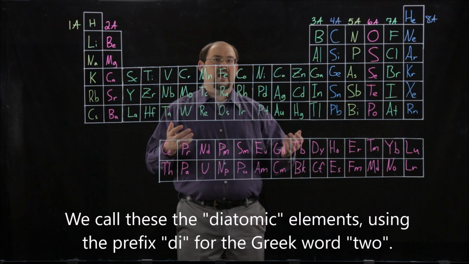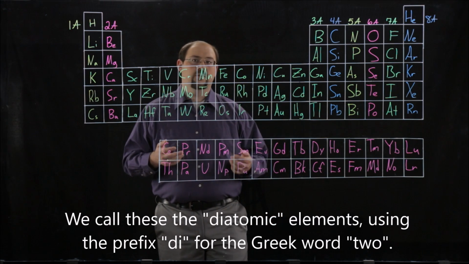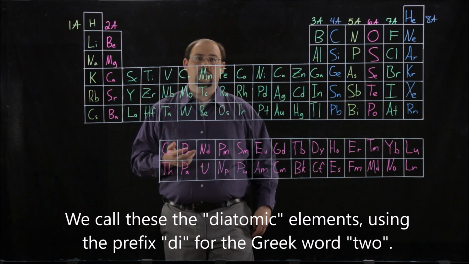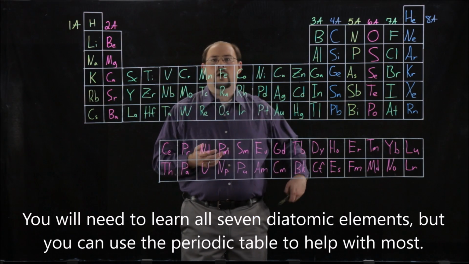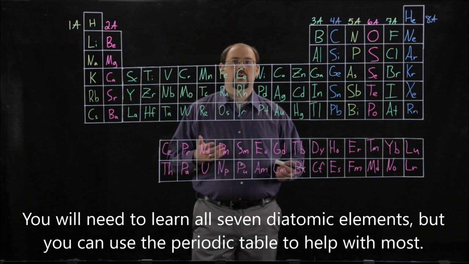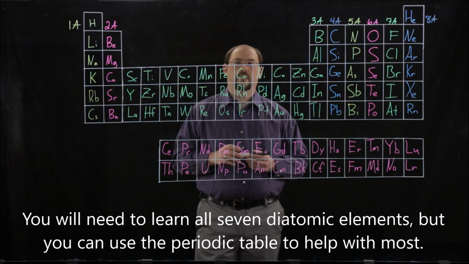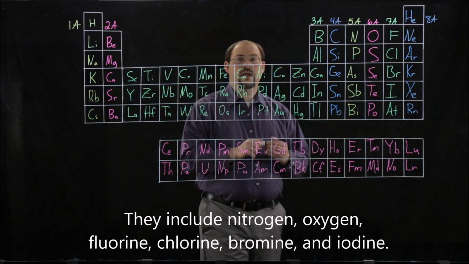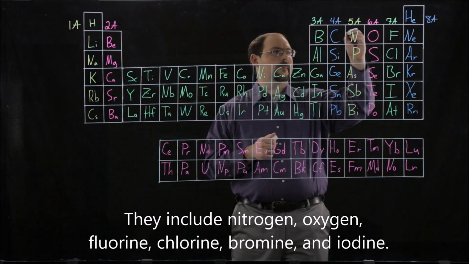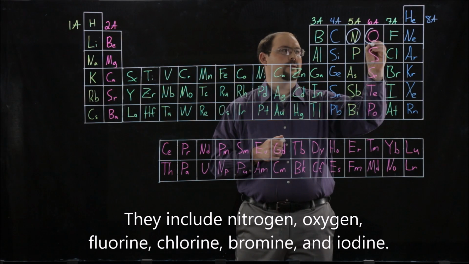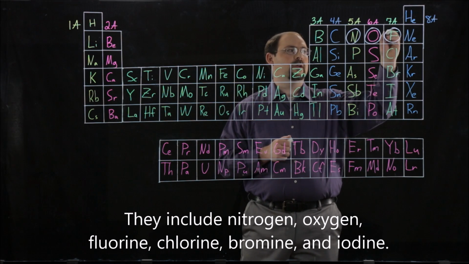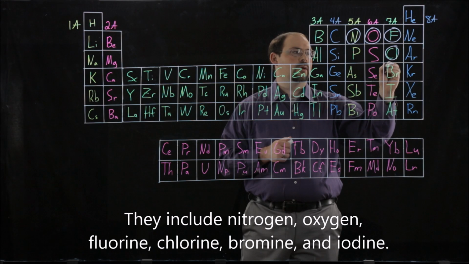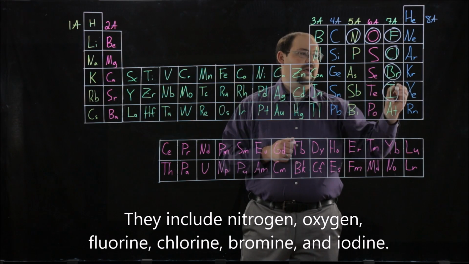Some elements normally exist in pairs of atoms. We call these the diatomic elements, using the prefix di for the Greek word two. Now, you will need to know all 7 diatomic elements, but you can use the periodic table to help with most of them. So make sure to highlight all of these elements. They include nitrogen, oxygen, fluorine, chlorine, bromine, and iodine.